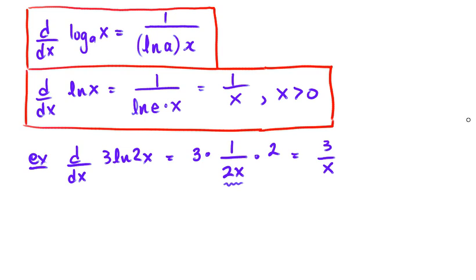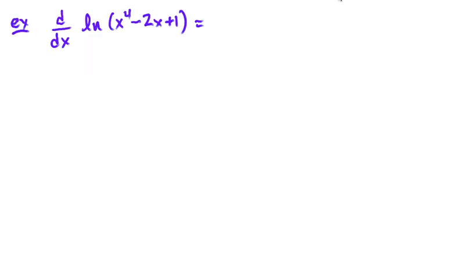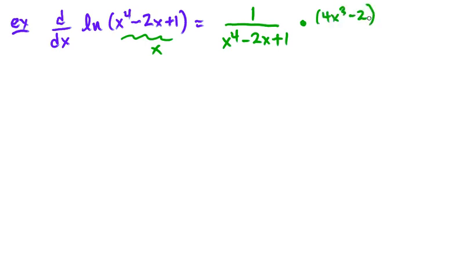Another example for you. Taking the derivative of ln of this polynomial function, I get 1 over the polynomial. This isn't an x, so I apply the chain rule, and I have to multiply it by 4x cubed minus 2. And I get a final answer that looks a little neater.